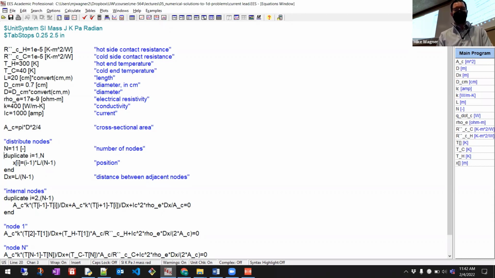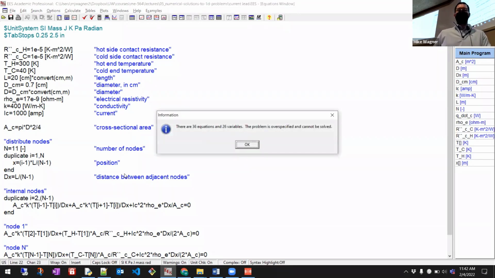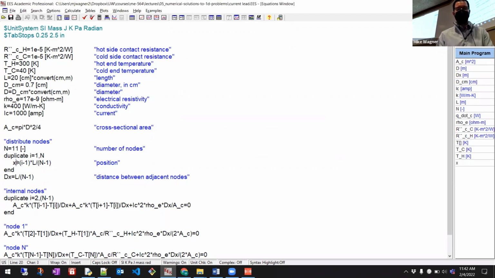So you could put in here something like this, where we'd say just x is equal to this. Right? And what would EES do if we tried it? What would EES do if I did this? It's going to complain, right? It says I got 36 equations and 26 variables. So what I've actually done is I've repeated the same equation for x, 10 times or 11 times. Okay, so it doesn't like that. It can't solve it. So we need to be careful. You can't just include everything in that duplicate loop like you could in MATLAB or whatever. Here you have to be really careful about what you include there.